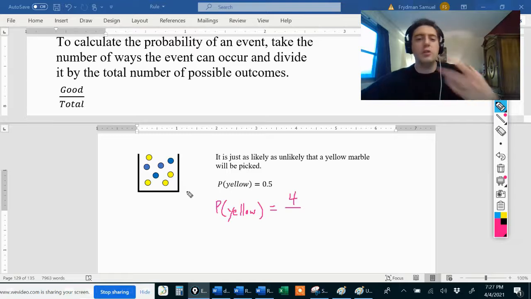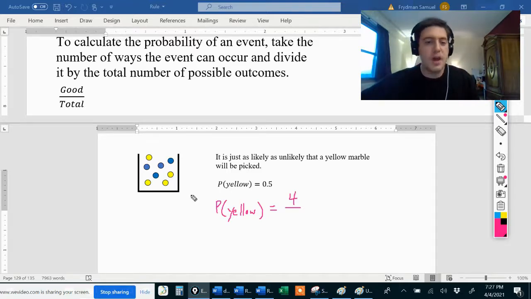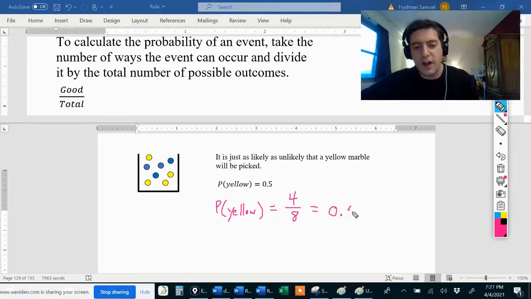Now, how many total outcomes are there? What's the total number of different things that could happen? Well, I could pick this marble, this one, this one, this one, this one, this one, this one, or this one. So there are 8 different things that could happen here. And 4 divided by 8 is 0.5.